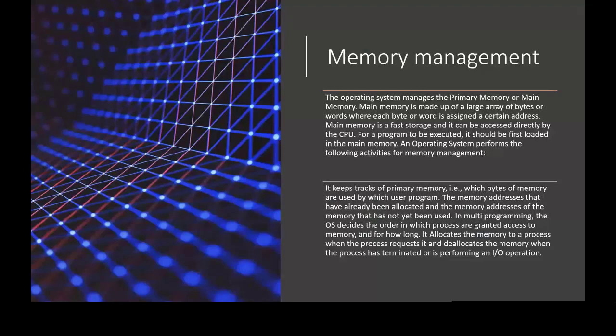An operating system performs the following activities for memory management. It keeps track of primary memory, which bytes of memory are used by which user program, the memory addresses that have already been allocated, and the memory addresses of the memory that has not yet been used. In multi-programming, the OS decides the order in which processes are granted access to memory and for how long, allocates the memory to a process when the process requests it, and deallocates the memory when the process has terminated or is performing an I/O operation.